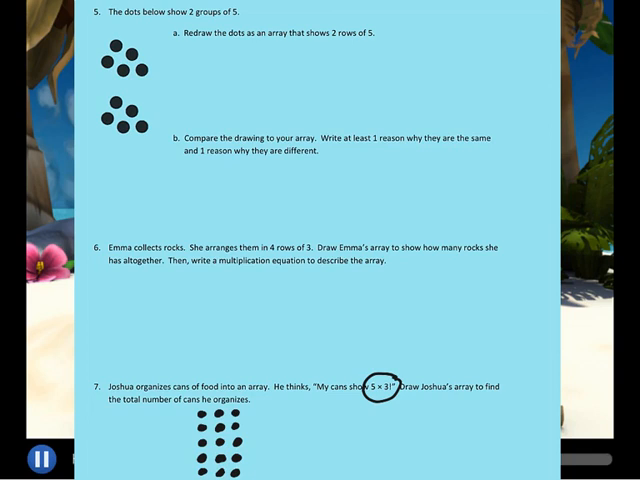So the multiplication equation goes like that: 5 times, and the size of each group. What is the size of each group? How many dots are there in each group? 3 dots, right? So the size of each group is 3. So 5 times 3, it's an equation. So you have to make an equation. So 5 times 3 equals 15. So the total is right here. The total is also called product.